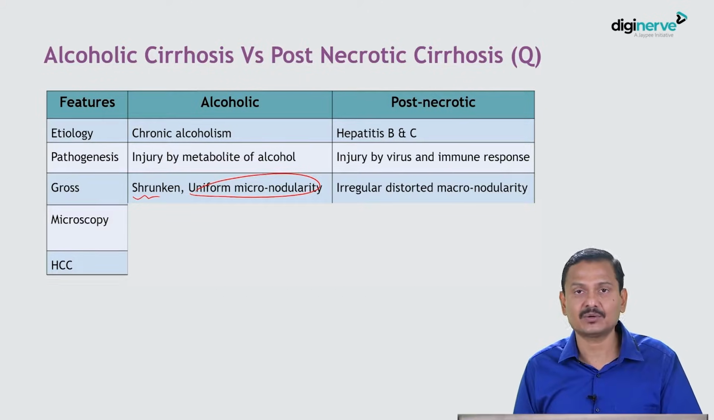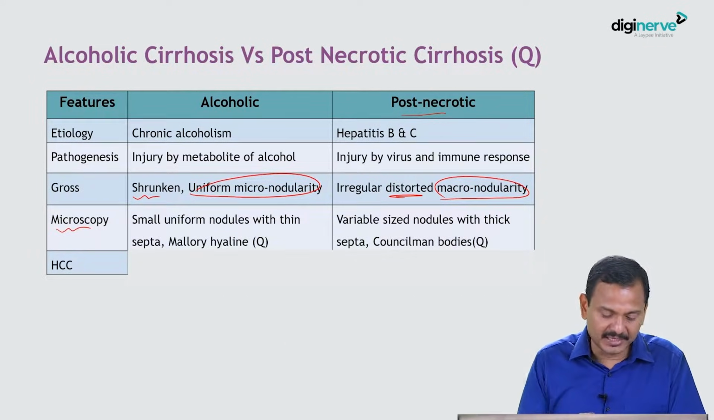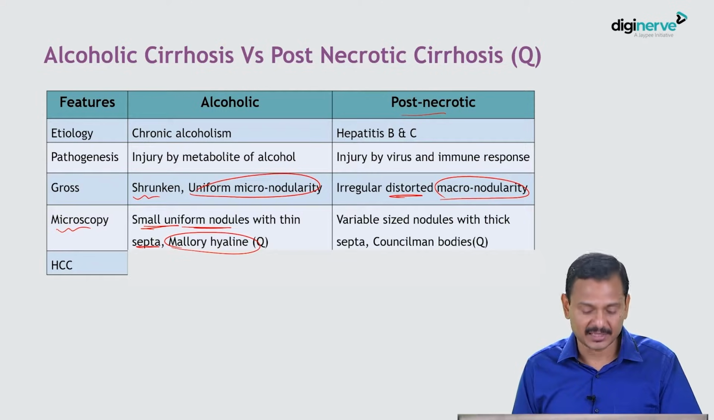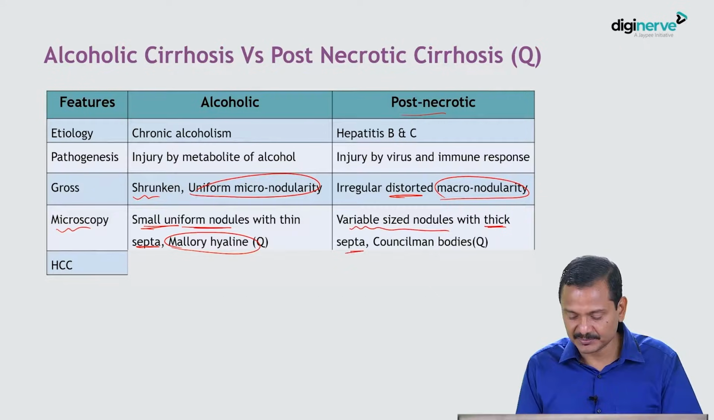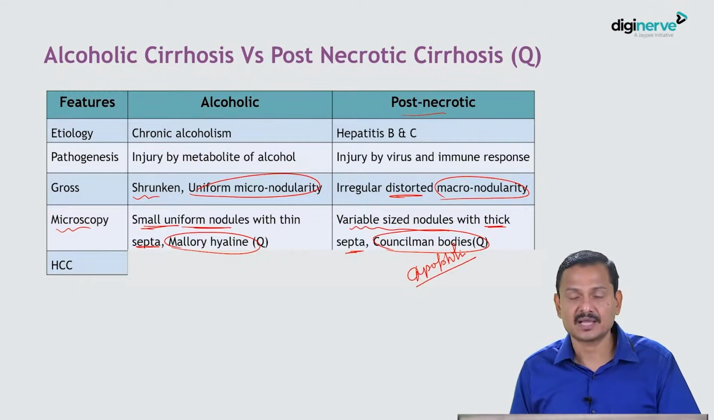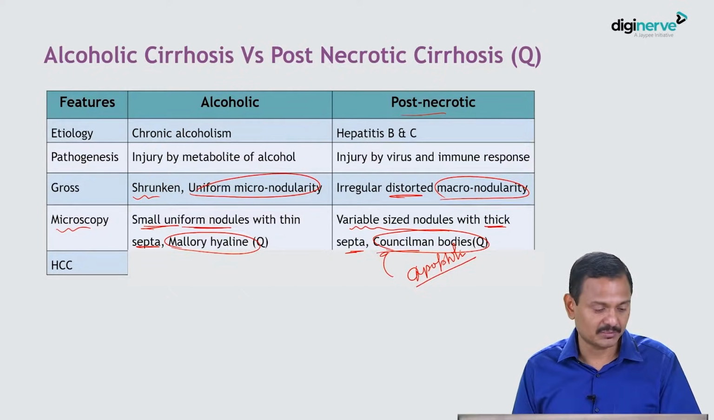When we look at the gross, here it will be shrunken with uniform micronodularity, whereas in post-necrotic it will be distorted as well as there will be macronodularity. In microscopy, here the nodules will be small, uniform with thin septae, and you will find Mallory hyaline bodies. Here the nodules will be variable sized with thick septae, and you will find apoptotic bodies, otherwise called Councilman bodies. They are also called apoptotic bodies. In viral hepatitis, they are called Councilman bodies.